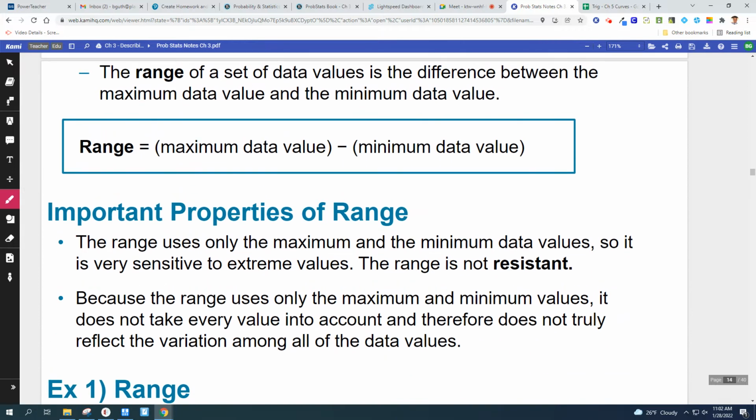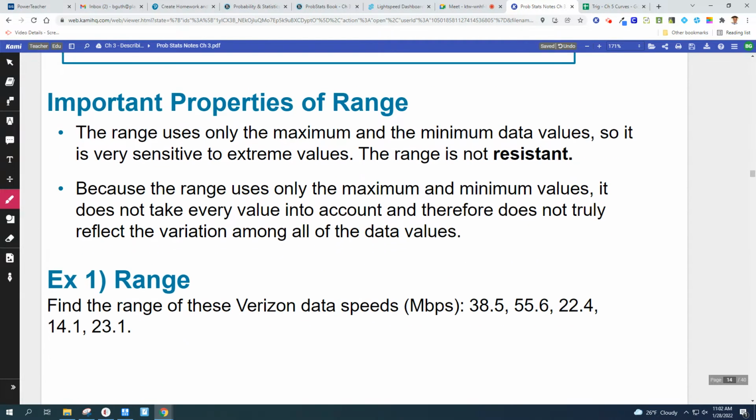The range of a set of data values is the difference between the max data value and the min. That's a very easy calculation: range, max minus min. Important properties of range: the range uses only the maximum and minimum data values, so it is very sensitive to extreme values. The range is not resistant. There's that word again, resistant. When it's not resistant, it's saying that outliers will affect the value.